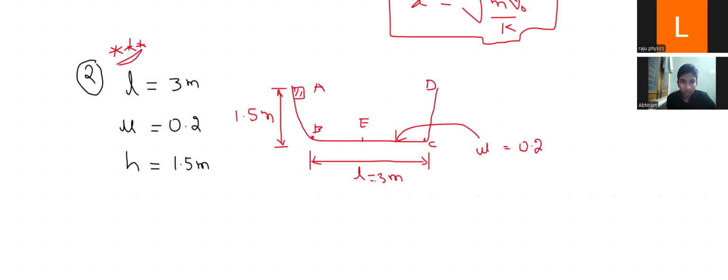Before going to solve this problem, we have one problem solving technique to learn, PST. Problem solving technique means we intend to apply the work energy theorem.